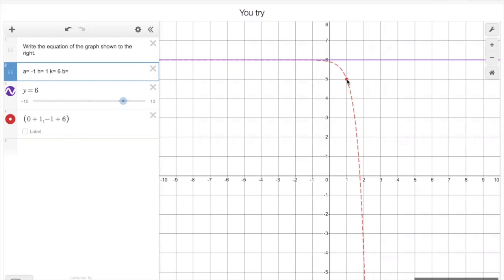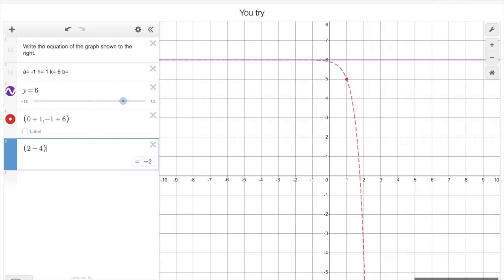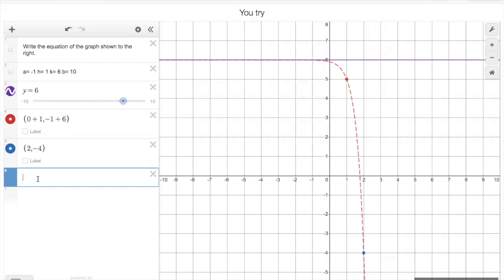Then the last thing is find the point that's to the right. So 2, -4. Oh, forgot my comma. And count up to the asymptote. 1, 2, 3, 4, 5, 6, 7, 8, 9, 10. So my base then is going to be 10.